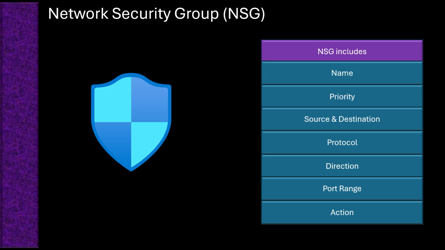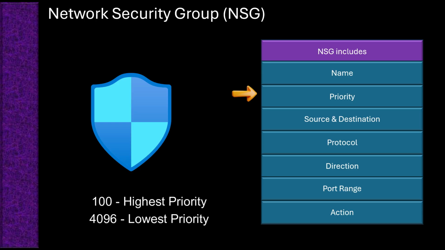Let's discuss those properties. First one is name. Every rule has a unique name to identify it within the NSG. Next one is rule priority, which determines the order in which rules are processed. Priorities range from 100, which is highest priority, to 4096, which is lowest priority.